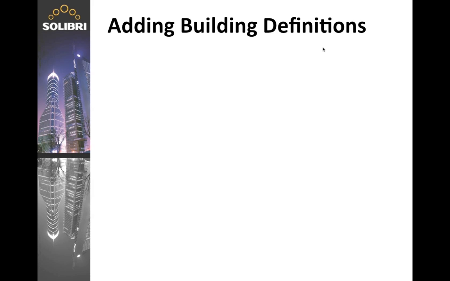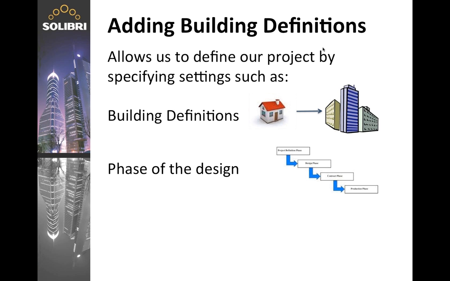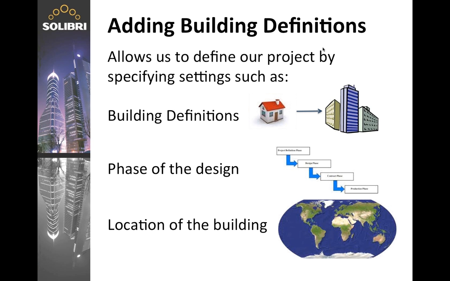Using the building definitions allows us to define our projects a lot more specifically. These definitions can be used to specify things such as the type of building, the phase of the design, or the location of the building. This information becomes important when we start looking at the self-configurable rule sets.